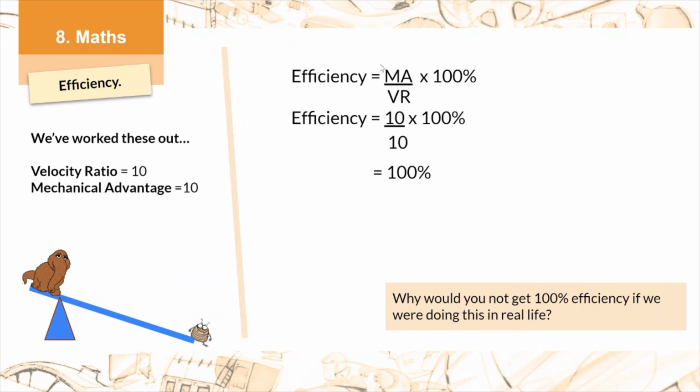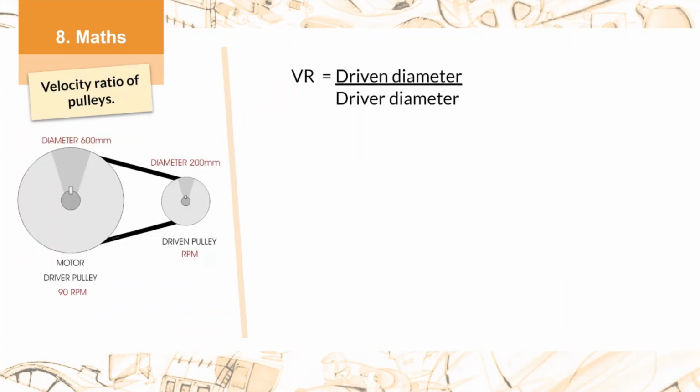So in the real world, the mechanical advantage, if we worked it out with weights, like with pulleys, working out the actual weights that we were lifting up one side, wouldn't be 10. The velocity ratio would be 10, that wouldn't change. But the mechanical advantage will be less than 10, which will give us less than 100% here. Okay, so velocity ratio isn't just for levers, we can use it for pulleys as well.